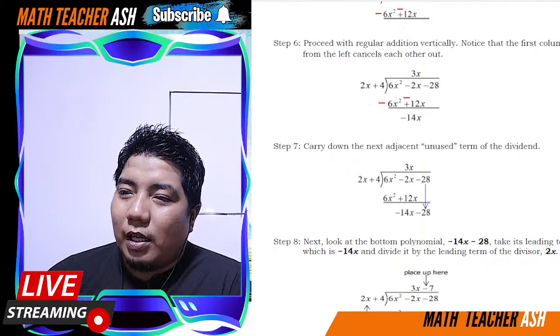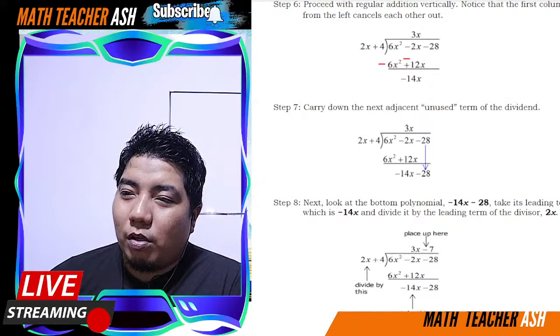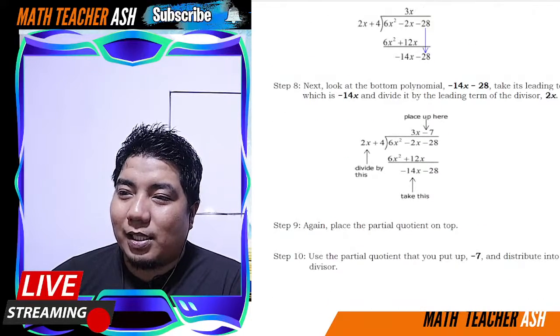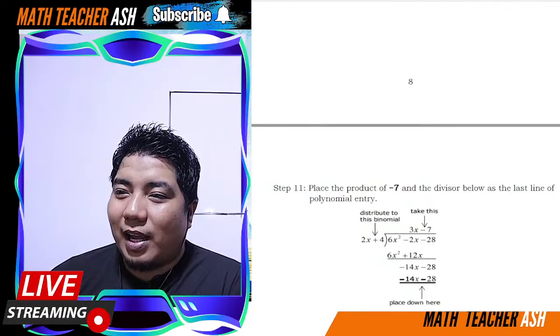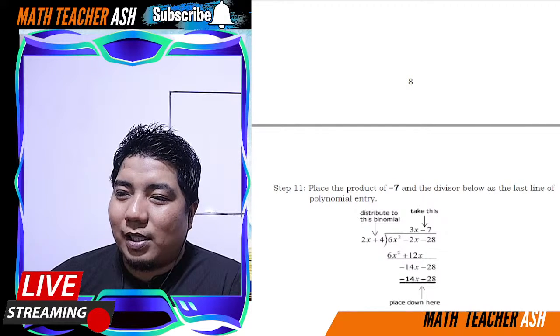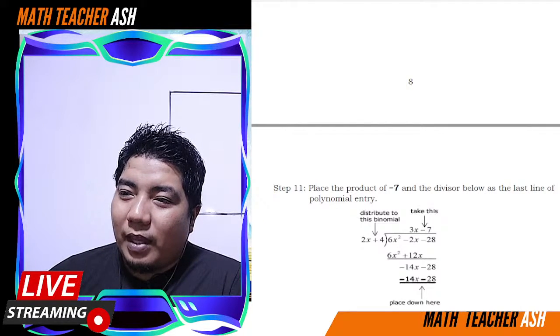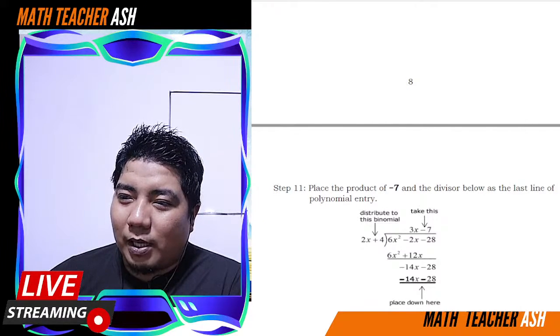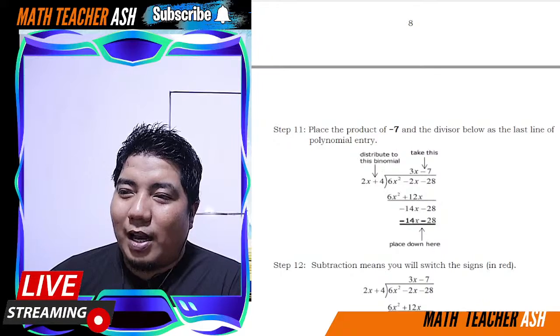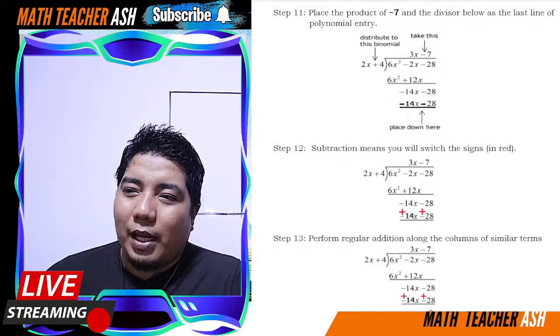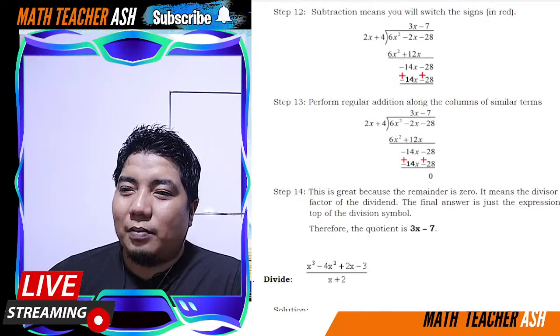So, right now, this negative 7 will be multiplied to your divisor. So, negative 7 times 2x, the answer is, ano yan? Ayan, negative 14x. Negative 7 times 4, negative 28. So, of course, pag i-subtract mo ito silang dalawa, wala nang matitira. So, your final answer is 3x minus 7. Okay? Yun.